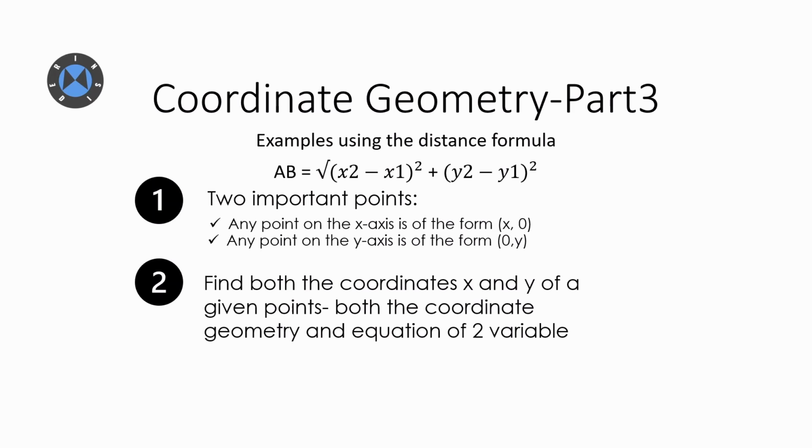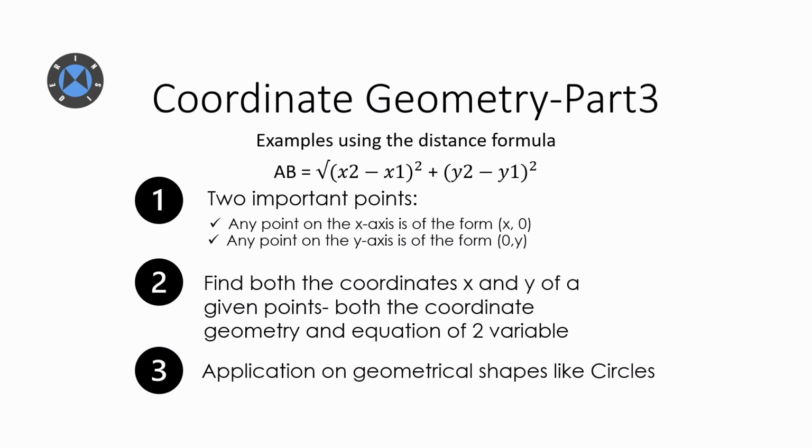Then we will discuss how to find the point with coordinates x and y, both unknown. We will be using the two variable equation here to find x and y. And lastly, we will see the application of this distance formula on certain geometrical shapes like circles.